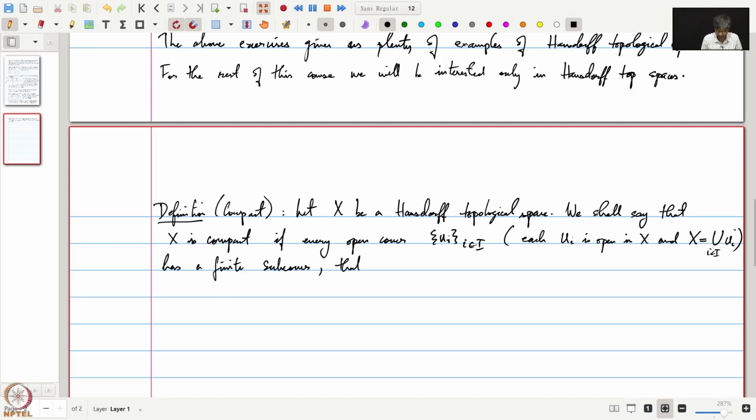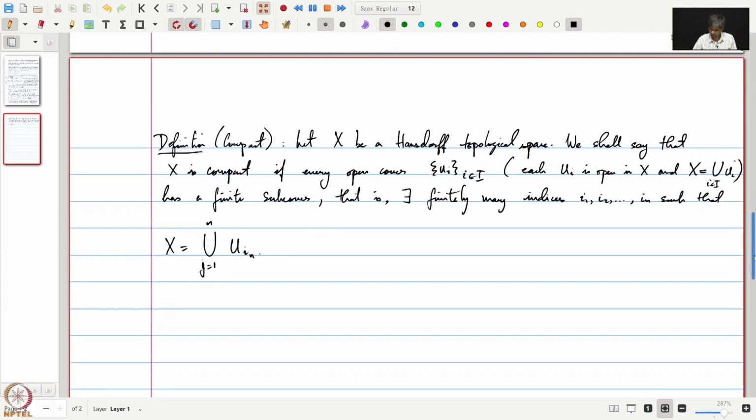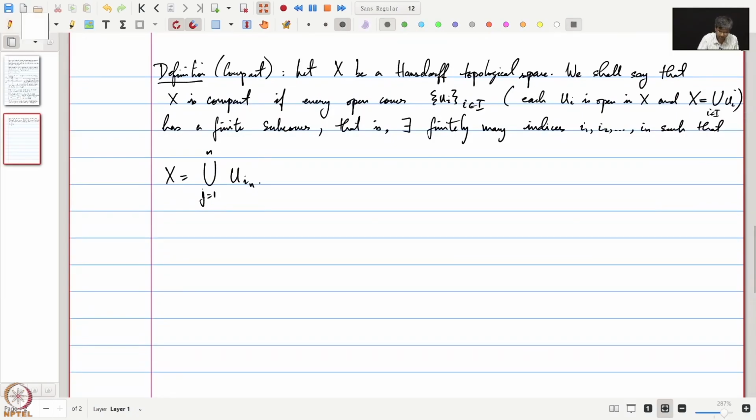That is, there exist finitely many indices i1, i2, up to in such that X can actually be covered by these finitely many open subsets U_ij.